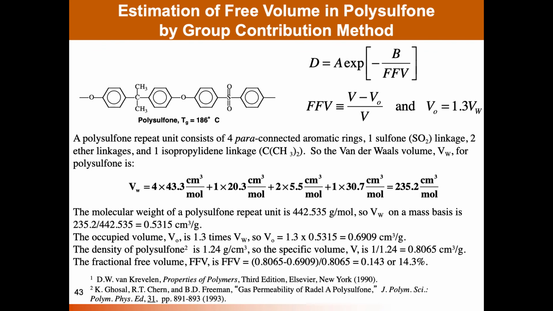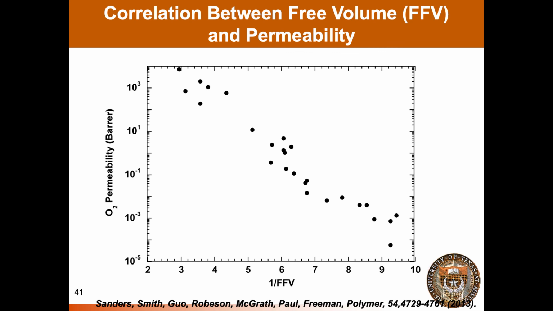The density of the polymer is 1.24 grams per cc, so its specific volume is 1 over that, or about 0.81 cc per gram. So the difference between the occupied volume, 0.69 cc per gram, and the actual specific volume of the material, about 0.81 cc per gram, this is the free volume available for transport according to this method. And so we can then estimate the fractional free volume as shown here, and it's about 14%. And if you took 1 over 0.143, you could line up polysulfone on graphs like this one and estimate its permeation properties. You could use that estimate of free volume to estimate what its transport properties were.